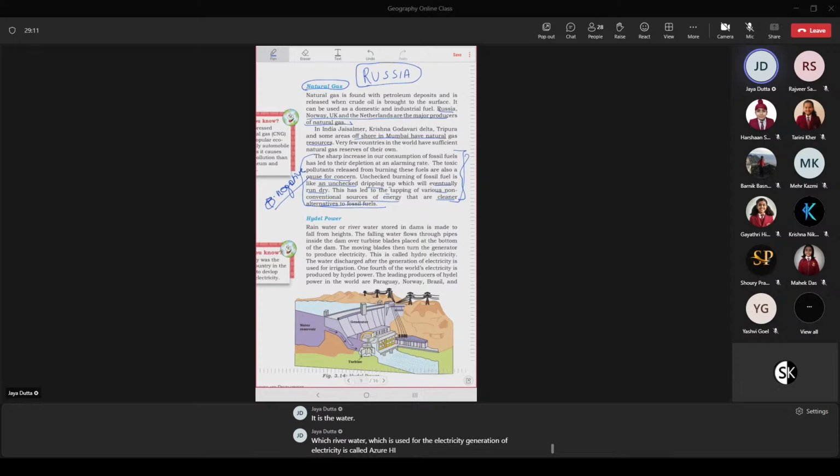The falling water through the pipes inside the dams flows over turbine blades placed at the bottom of the dams, and these moving blades turn the generator to produce electricity. If you look at this entire diagram, it explains how hydel power is generated. You can see the water is coming over here. The water falls on the blades, on the turbine. When the water falls on the turbine, what happens? The generator starts moving, and thus it produces electricity. Dams are not used only for generation of electricity, but also, if there is a dry season, water is provided to the neighboring area.